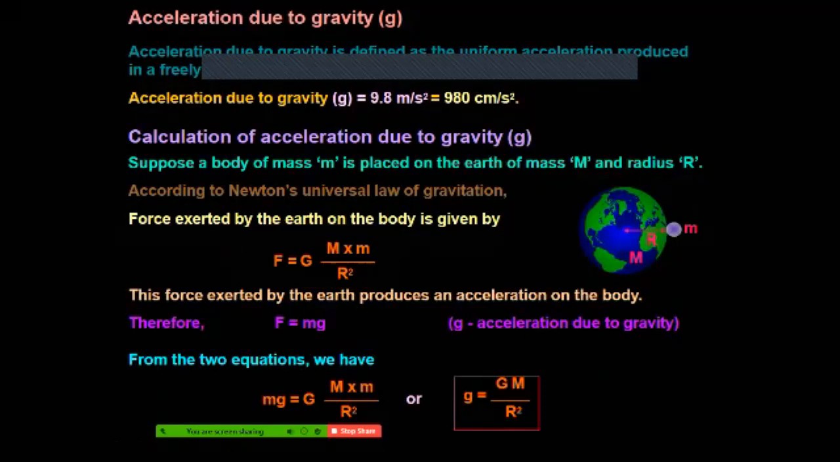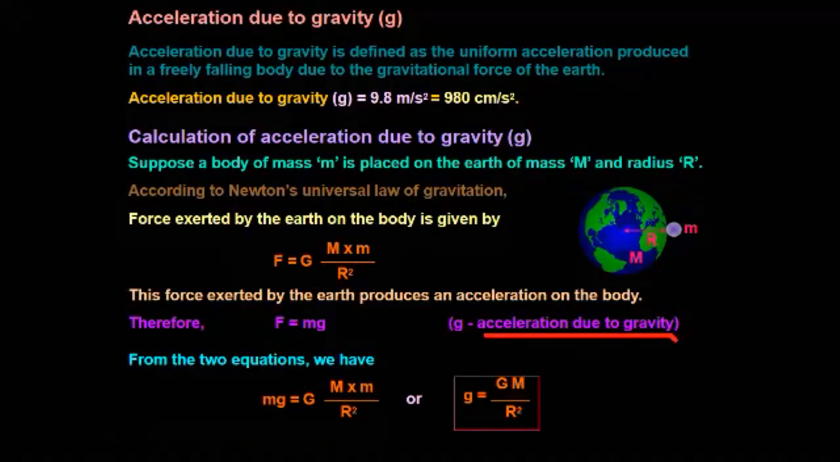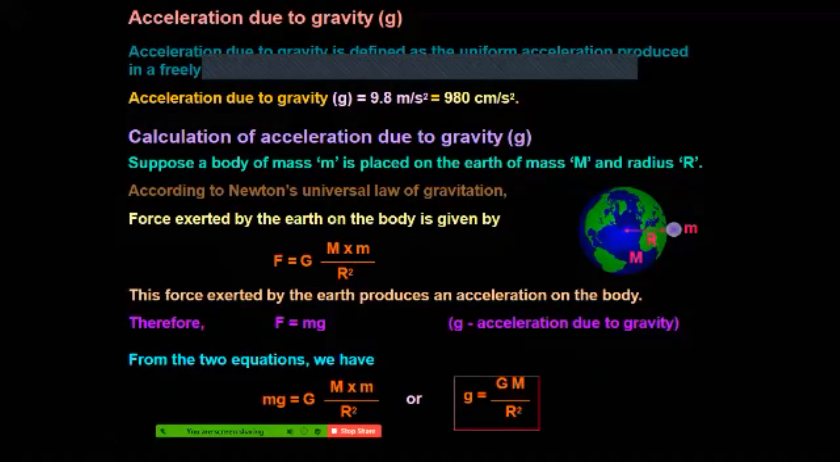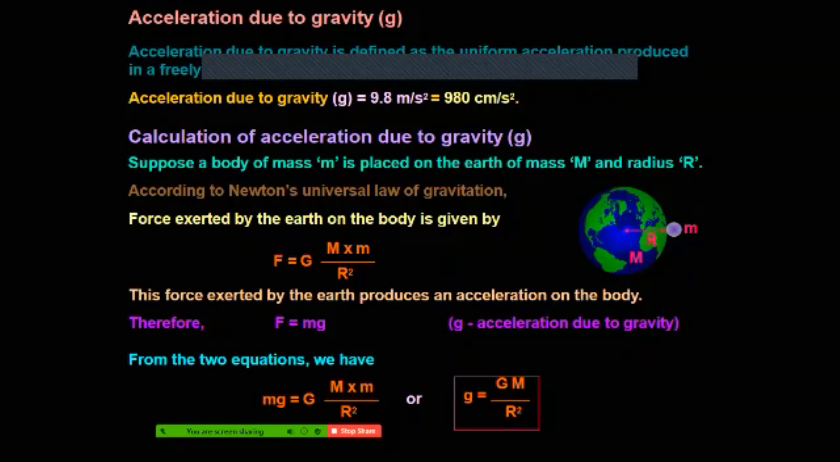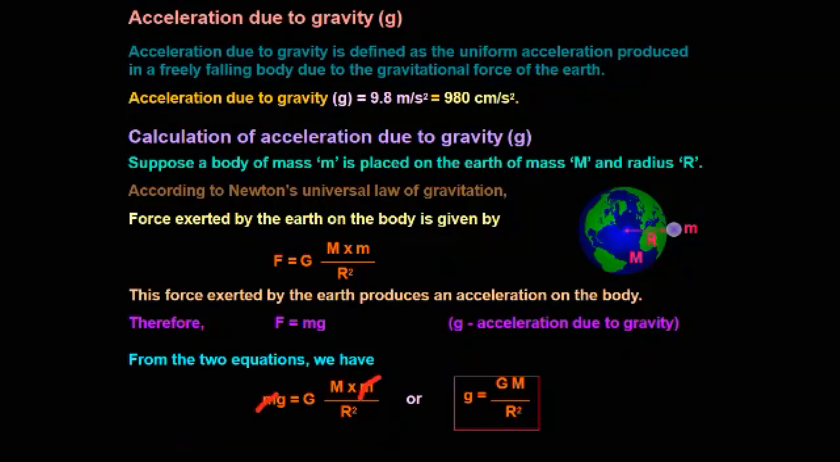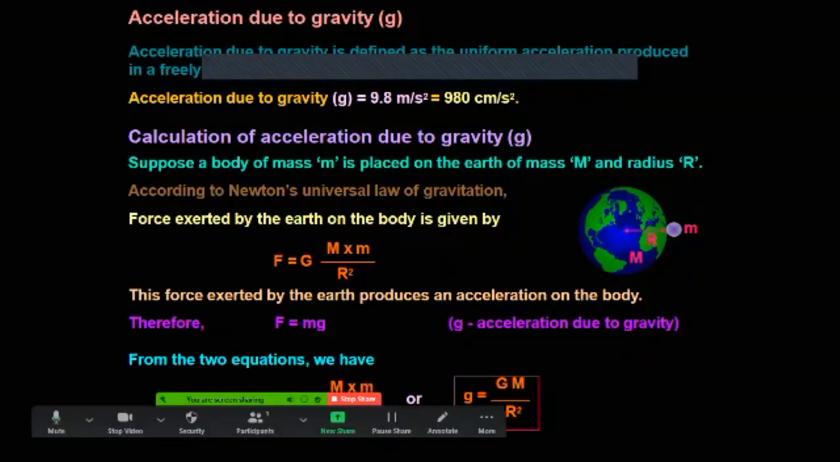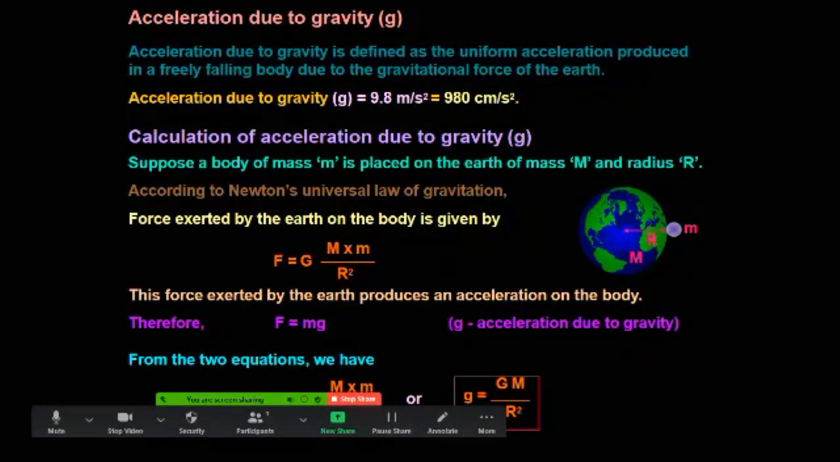So the force exerted by the earth produces an acceleration on the bodies. Therefore F is equal to mg, and g is the acceleration due to gravity, right? So mg is equal to capital G capital M into m by r square. Okay, so in the place of F you are writing this, because of that the G value is here. So small g is equal to capital G capital M by r square, because this m and this m are cancelled. So students, you have seen how things are happening here.